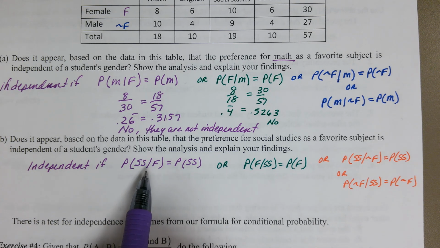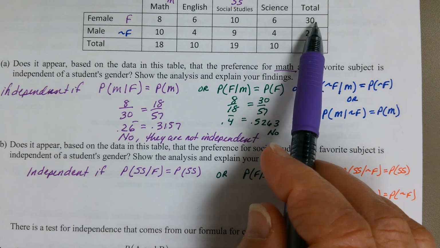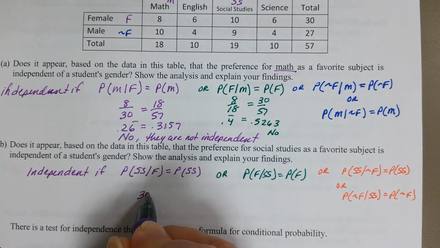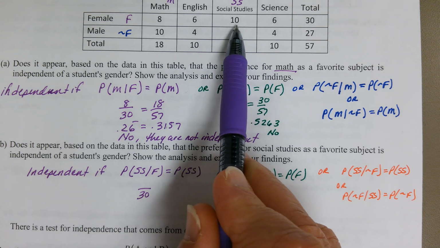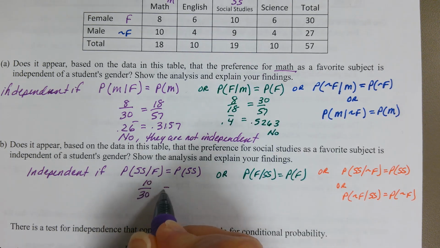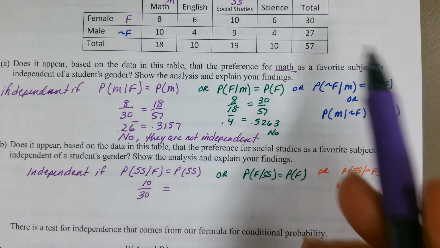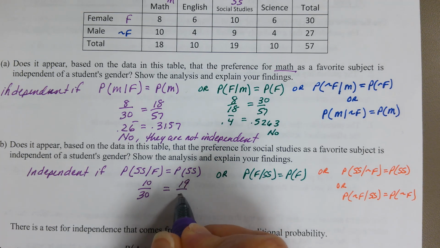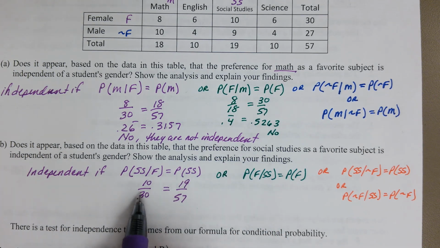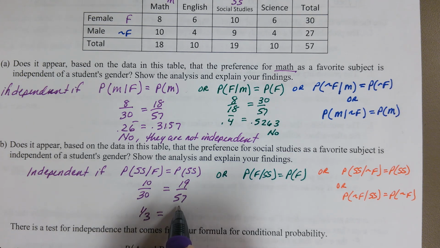Probability of social studies given female. Of our 30 female, how many chose social studies as their favorite subject? 10. And the probability of social studies, 19 out of the total 57. I know that's 1/3, so that's 0.3 repeating. And 19 times 3 is 57. So 19 divided by 57 is 1/3. So in this case, yes, they are independent.